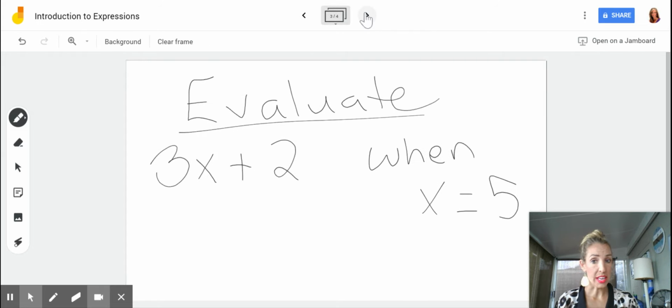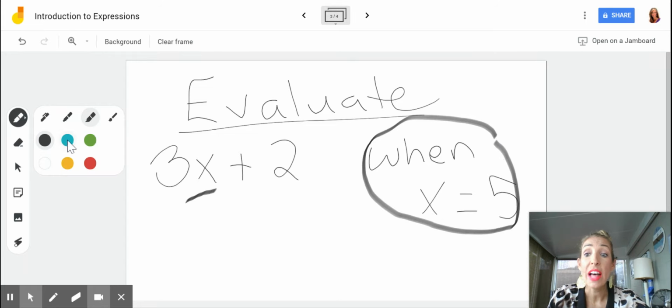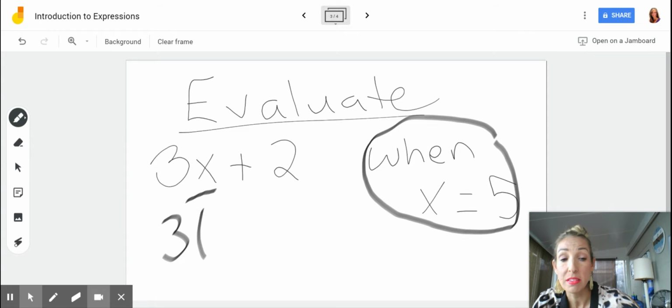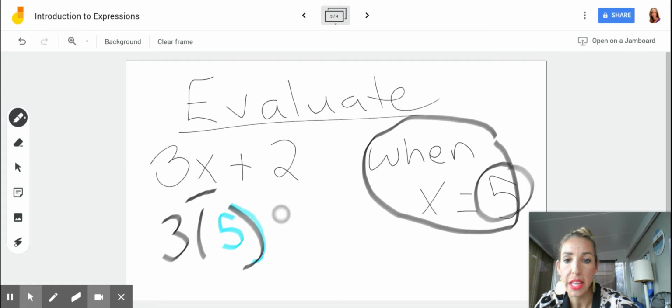With evaluating, notice we start with the variable in the actual expression, but it tells us what x equals. It tells us x equals a positive 5. So to evaluate, you would replace what we know x to be, which in this case is 5. So I'm going to put the 5 in the x spot. Now notice I used parentheses.